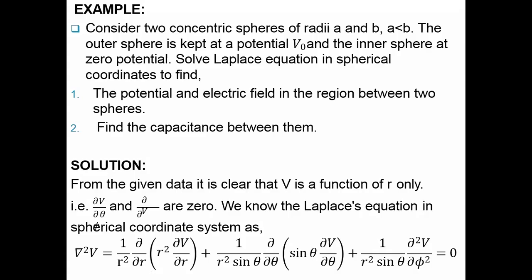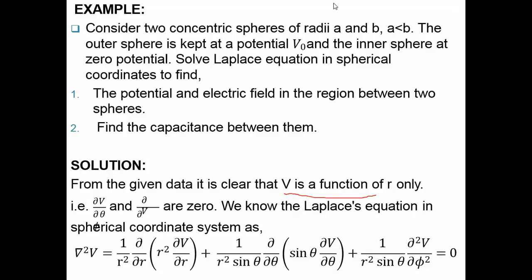Later on you try some more questions on your own. See how to tackle this type of problem. From the given data, it is very obvious that V is a function of r only. Why does the solution say that V is a function of r? Because in the statement of the question, the two concentric spheres are kept at a constant potential V naught and the inner sphere at zero potential. So of course it is not a function of theta and phi; only r will change.